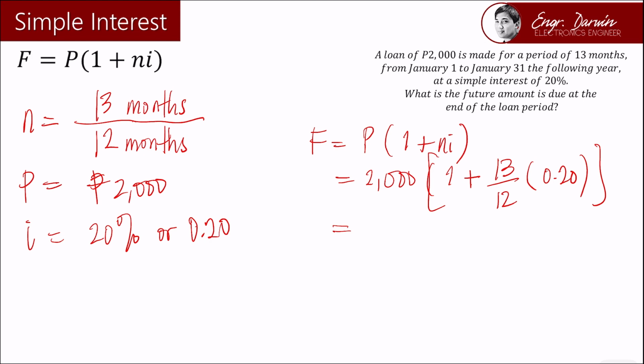Okay, so the answer for this problem, after 13 months of loaning a 2,000 peso, you need to pay a future amount on January 31st. How much? 2,433.33 or 2,000 pesos, 433 and 33 cents. Yan.